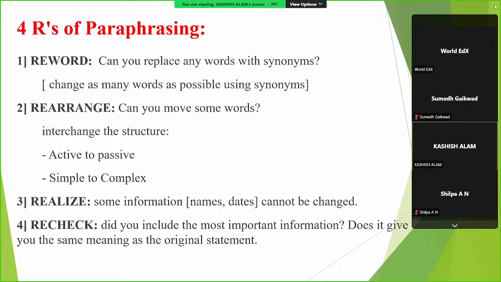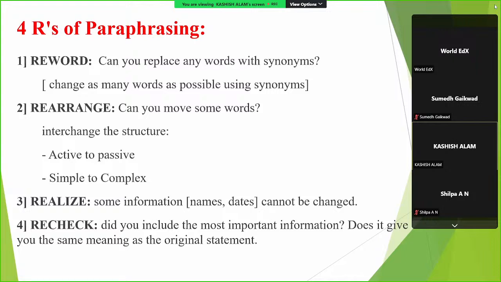Now, once you have written your paraphrasing, or once you have understood the paraphrased version of it, ask yourself whether I have included all the crucial information as mentioned in the original text in the paraphrased version or not. Ask yourself just for a second of the time spent on this. Is it giving me the same meaning as present in the original text or not? Once you are done with this, then move to the next step. So these 4 R's of paraphrasing, or I will say the 4 steps of paraphrasing, are definitely going to help you to give an effective paraphrased structure of a sentence.